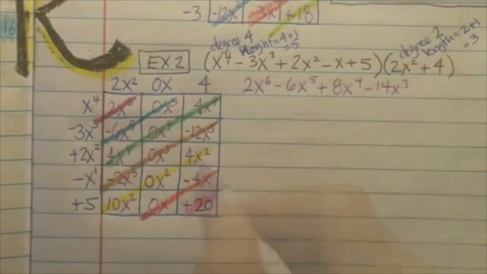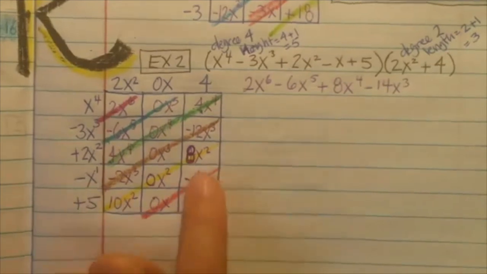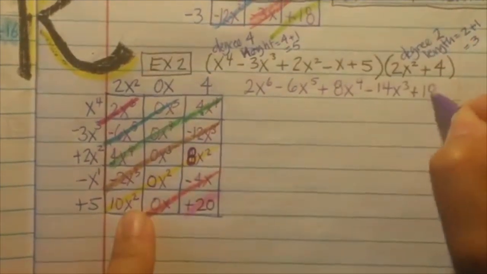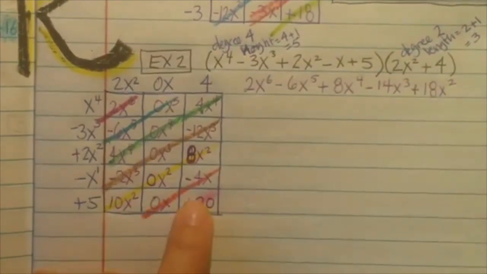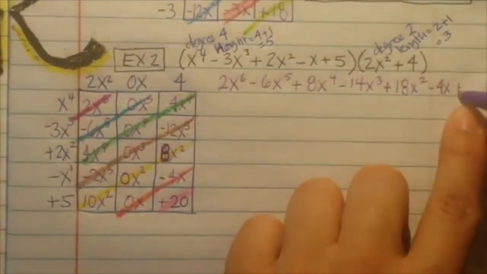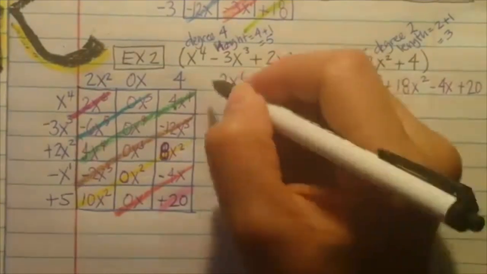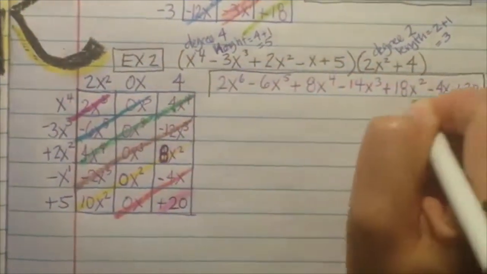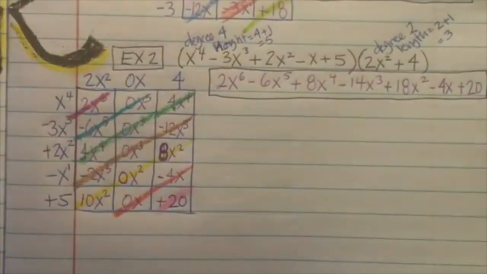So negative 14x to the 3. Then Trojans meet Trojans, that's 18x squared. And then that's just negative 4x, and that's just plus 20. And you're going to notice it's already in order. It goes 6, 5, 4, 3, 2, 1, and 0. So that's perfect. That's it. I'll do just one more example, and then you should be good to go.